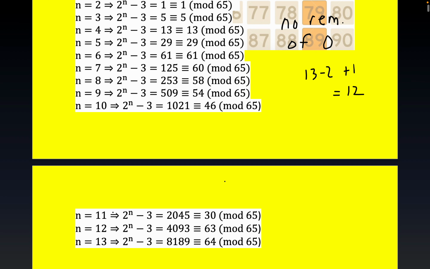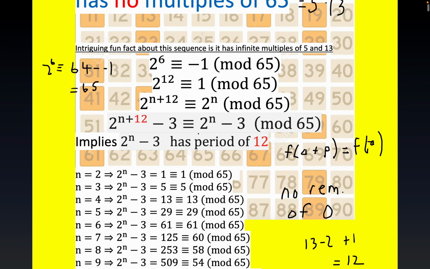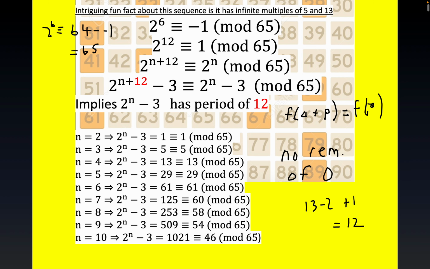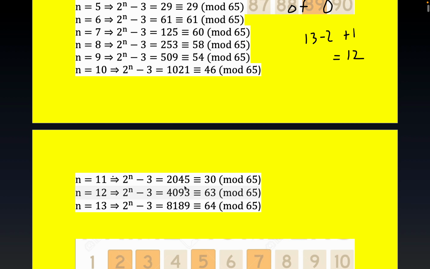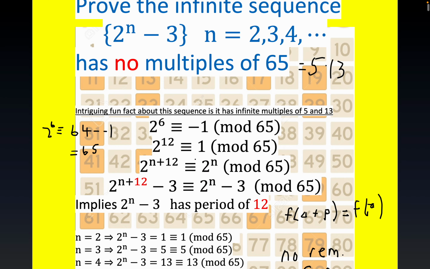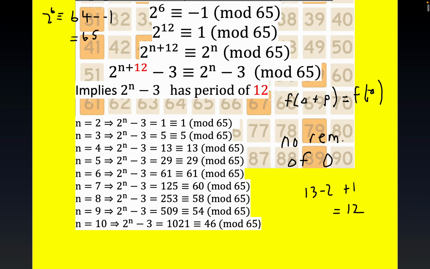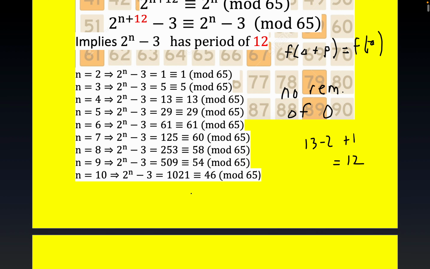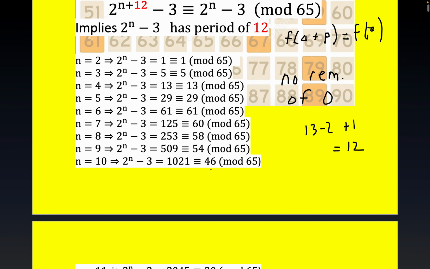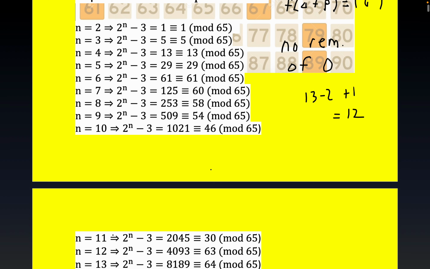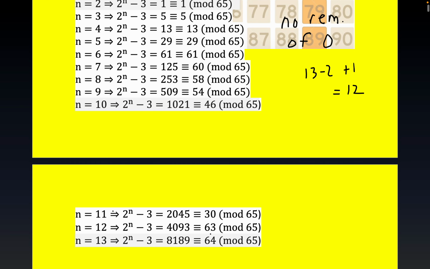And if you want to, you can use this fact, 2 to the 12th is congruent to 1, to make these computations simpler. I didn't want to bore you with all that. But this isn't a matter of just using a calculator necessarily. You can use this fact, 2 to the 12th is congruent to 1, or 2 to the 6th is congruent to -1, to do these computations also. Or you can just manually do a division. But the key aspect of this is that there's not a single remainder of 0 here.